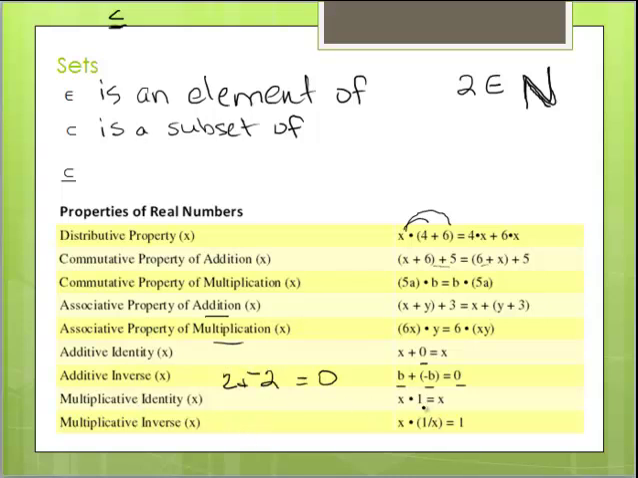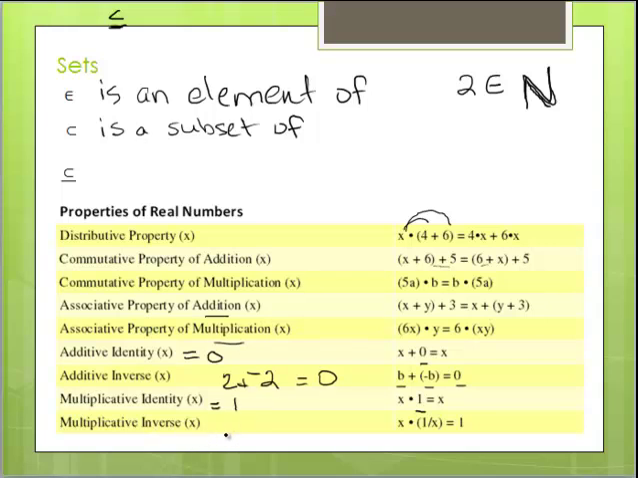The multiplicative identity is 1. What do you multiply by something so that you get the something back? So the multiplicative identity is always 1. Let's put this in here. The additive identity is 0. The multiplicative identity is 1.